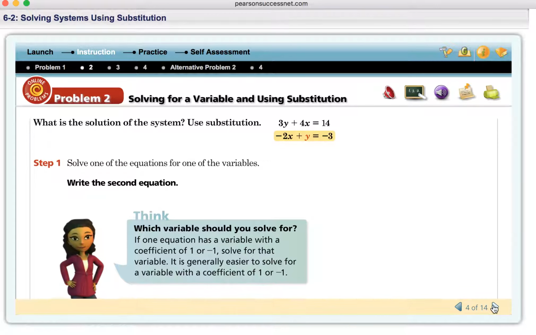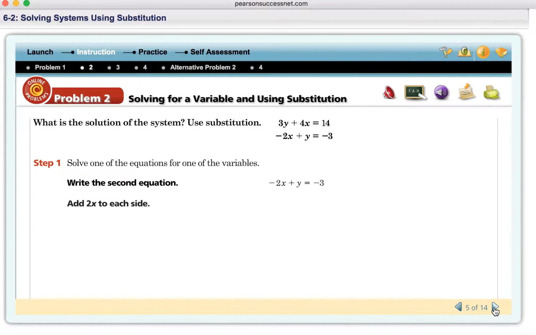Write the second equation. So when she says a coefficient of 1 or negative 1, she means that this y has a coefficient of 1 or negative 1, right? We know that there's supposed to be a 1 there, or it's understood that there's a 1 there. And that's all she's saying. So we'll continue. Add 2 times x to each side. Simplify.